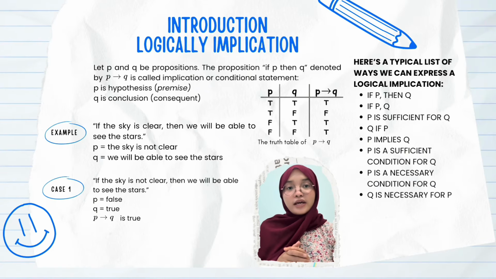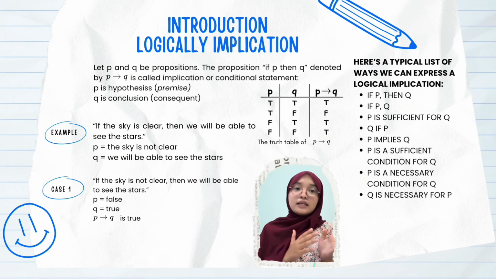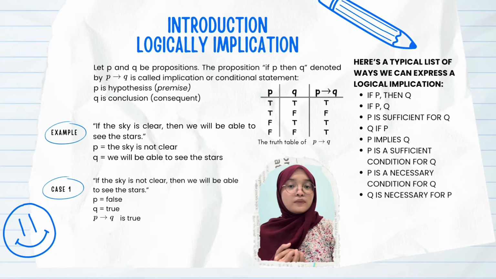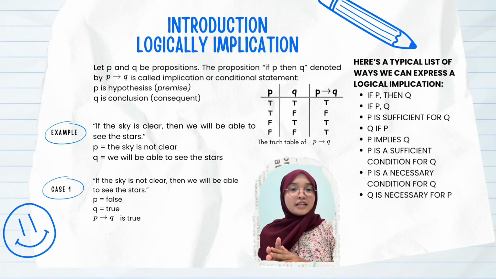Now, let's look at an example. If the sky is clear, then we will be able to see the stars. Here, P represents the sky is clear, and Q represents we will be able to see the stars. Next, we refer to the truth table for P implies Q. As shown on the slide, from the truth table, we can see that P implies Q is false only when P is true and Q is false. In all other cases, the implication is true.